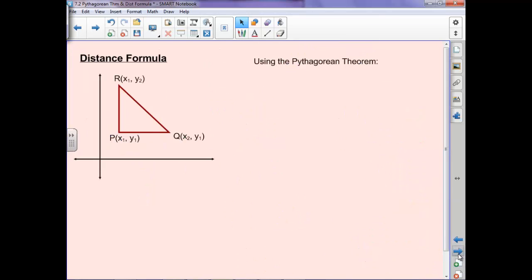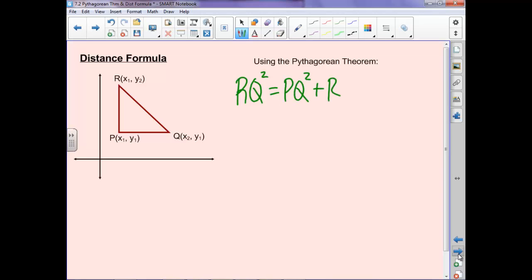Now, on to the distance formula. Using our Pythagorean theorem, we can figure out what the distance between R and Q is. RQ squared, notice that's our hypotenuse, is going to be this PQ squared plus RP squared.